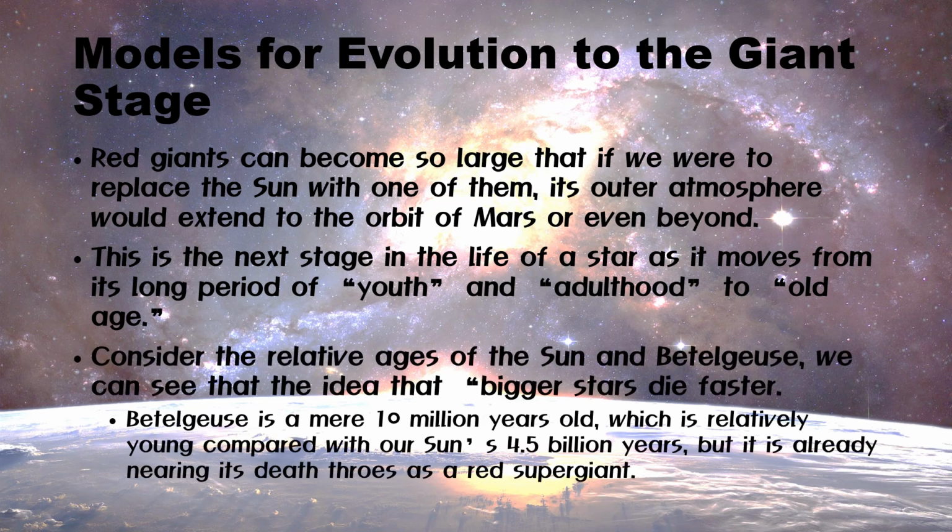If we consider the relative ages of, let's say, the sun and the star Betelgeuse, we can see that this idea of big stars die faster is very true. Betelgeuse is a mere 10 million years old, which is relatively young compared to our sun's 4.5 billion years. But if we look at Betelgeuse, we can see it's already nearing its death throes as a red supergiant, and that's again because it is much more massive.